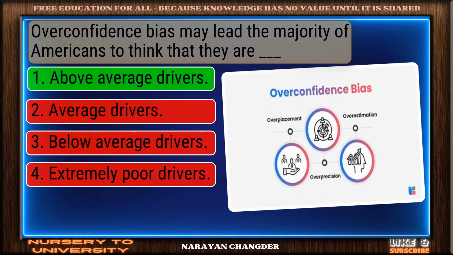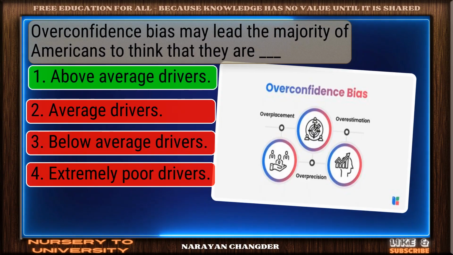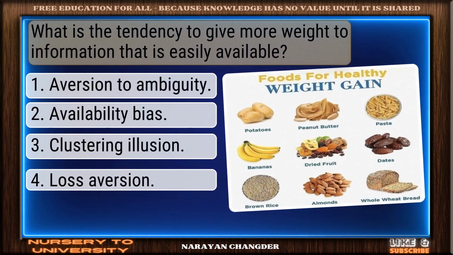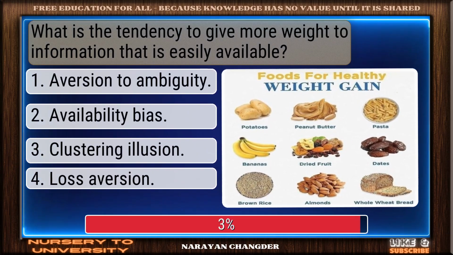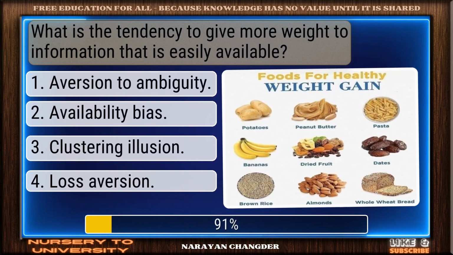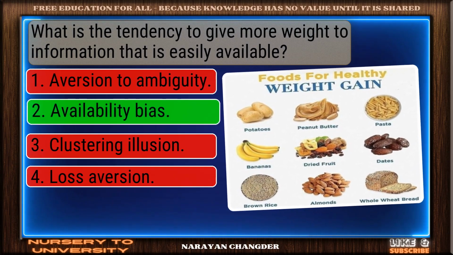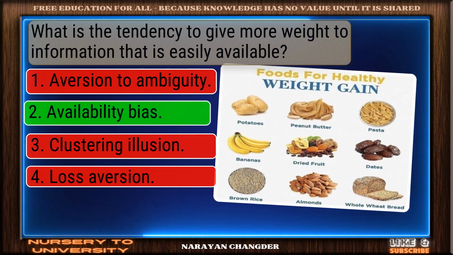Excellent choice. Above average drivers is the right answer. What is the tendency to give more weight to information that is easily available? Great thinking. Availability bias is the right choice.